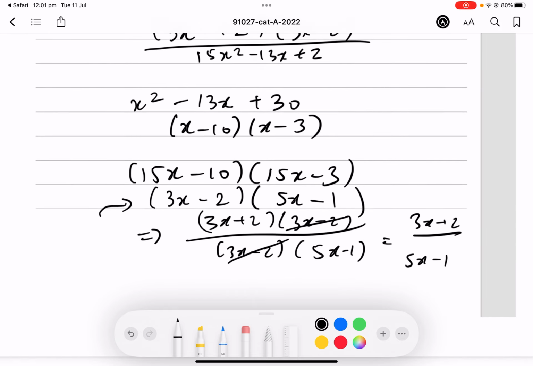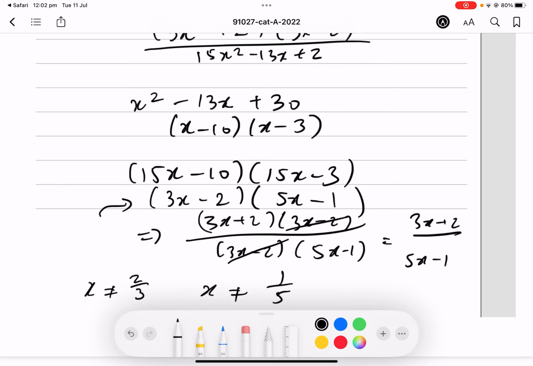And in order to cancel these out, we know 3x - 2 must not be 0. So x is not equal to 2/3. And also x is not equal to 1/5. And that is because we cannot divide by 0 in mathematics. So in mathematics, we need to make sure that if we divide, it needs to not be 0. So x is not 2/3, and x is not 1/5.